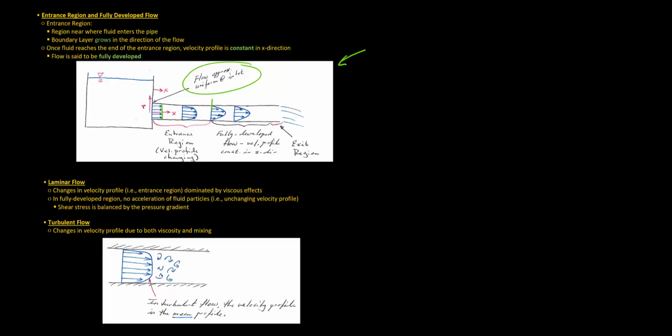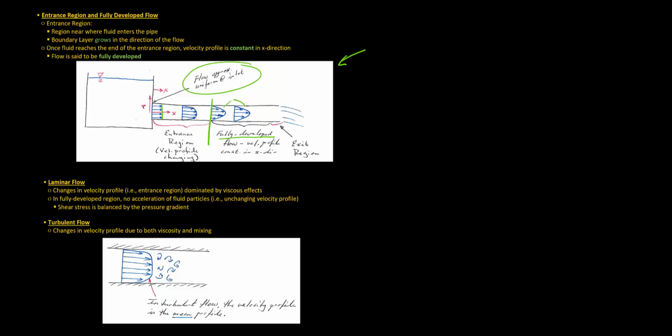So once the fluid reaches the end of this entrance region, the velocity profile remains constant. And I've tried to draw it as best I can, but of course my drawing is not fantastic. So this profile here, regardless of whether it is a turbulent velocity profile or a linear laminar velocity profile, this velocity profile remains constant in the x direction in what we call the fully developed region.